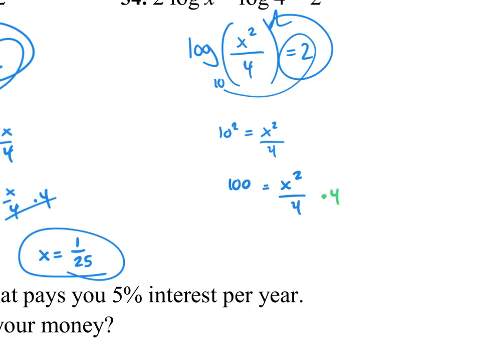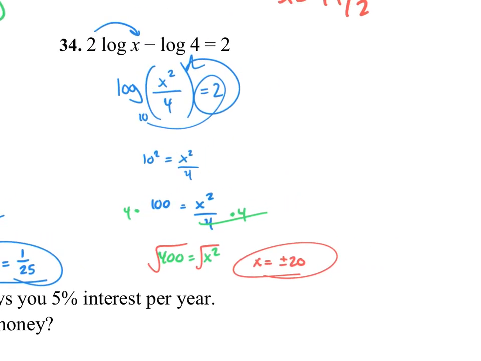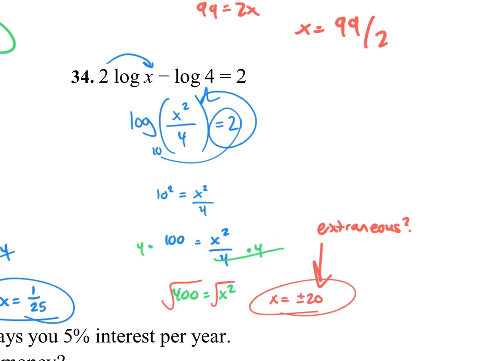So here we'll have 100 is equal to x squared over 4. And when we multiply both sides by 4, we get that x squared is equal to 400. I'll square root both sides to get that x is equal to plus or minus 20. Now, what we need to check for is see if anything is extraneous. So you have to use the original equation on this. So we're not going to use this guy because that was after we changed it some.